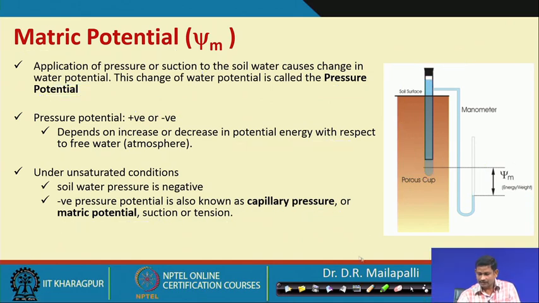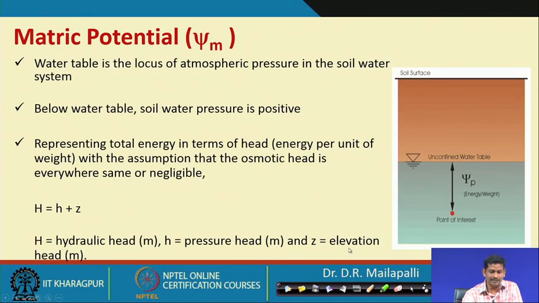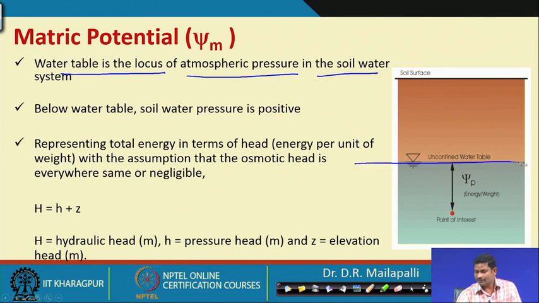And then let us go to the next slide. So, here is the metric potential. The metric potential, as I said, is a pressure potential, and water table, for example, here we are talking about the water table, which is the locus of atmospheric pressure in the soil water system. So, this is an unconfined aquifer. So, this is a water table. So, exactly at this point, this is atmospheric pressure, because this is open to the atmosphere.